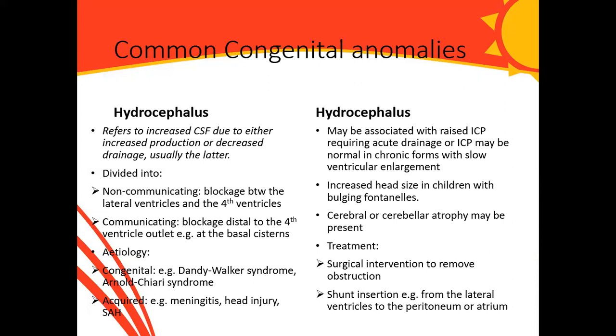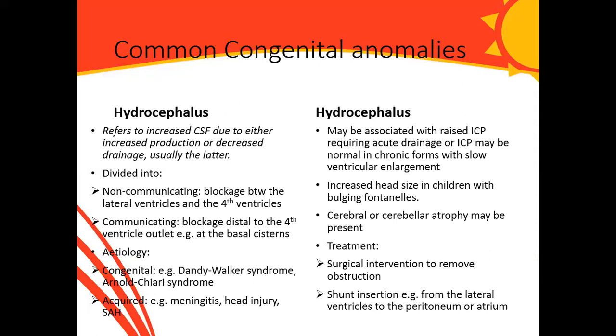So etiology: hydrocephalus can result from congenital issues like Dandy-Walker syndrome and Arnold-Chiari syndrome. It can also result from meningitis, head injury, and subarachnoid hemorrhage, where this can lead to blockage of CSF free flow. More often than not, if you remember our Monro-Kellie doctrine, we know that hydrocephalus may be associated with raised intracranial pressure, and a lot of times this requires acute drainage, or this may actually result in a chronic form with small or slow ventricular enlargement.